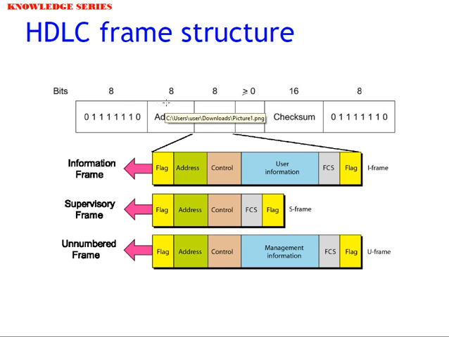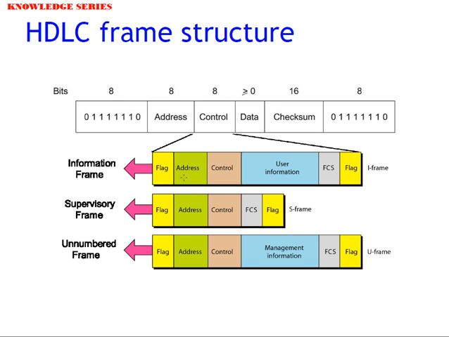If you want to understand this further, let us see the final part of this slide. Here you can see the HDLC frame structure, defined like this: flag, address, control, user information, FCS, that is the frame check sequence, and a flag. So the flag is there on either side. You can see address bits, data bits, and checksum bits, with the flag present on both sides in this form of HDLC frame structure.